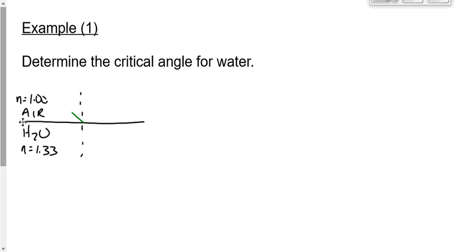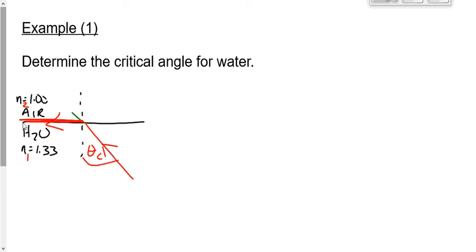How come? Total internal reflection can only occur when you're going from high to low index of refraction. Can't happen when you're going from low to high. Got to be high to low. So it can happen this way. We'll call this n1 and this one n2, going from water to air. We want to find this angle right here, the critical angle at which reflection begins to occur.